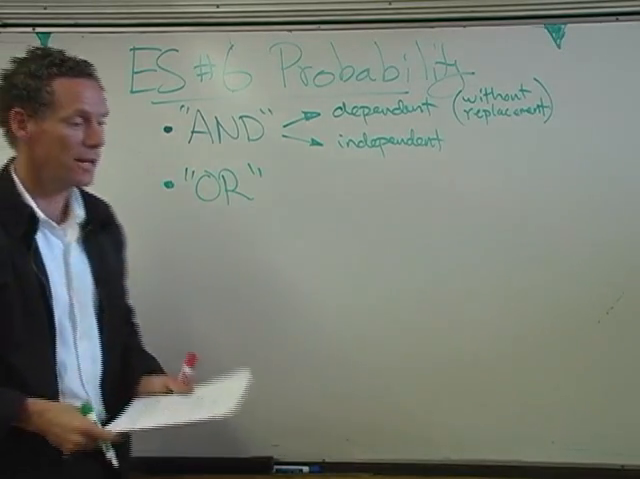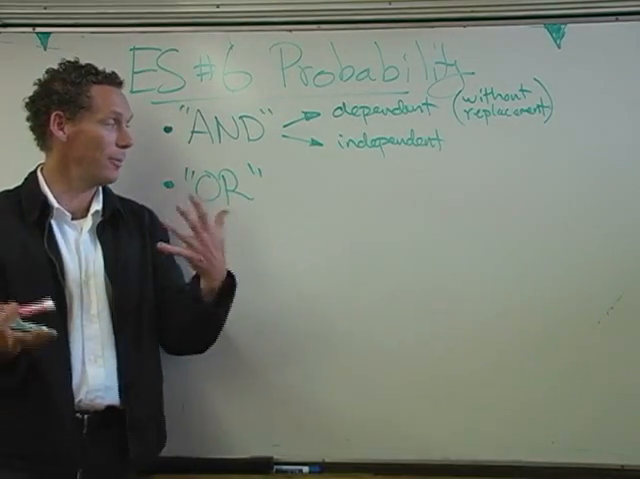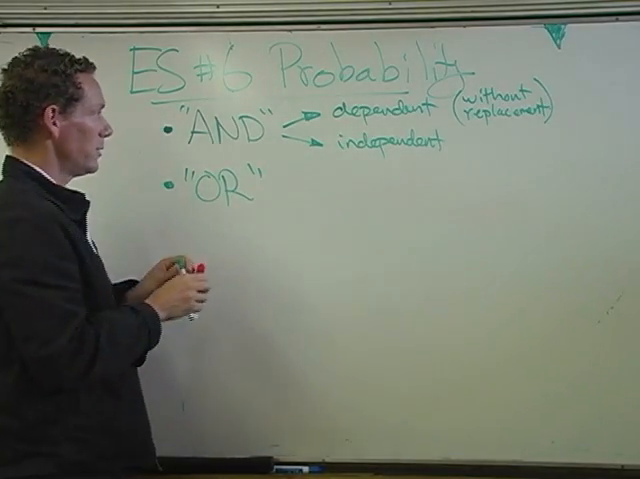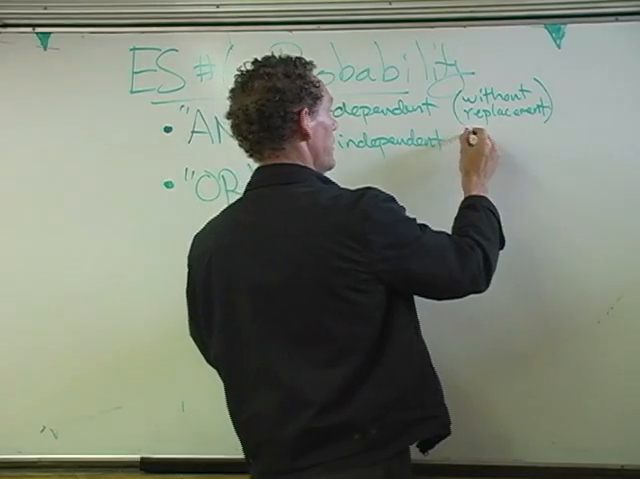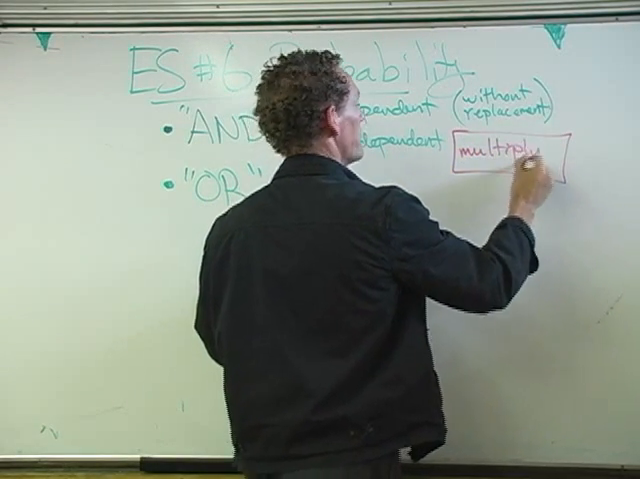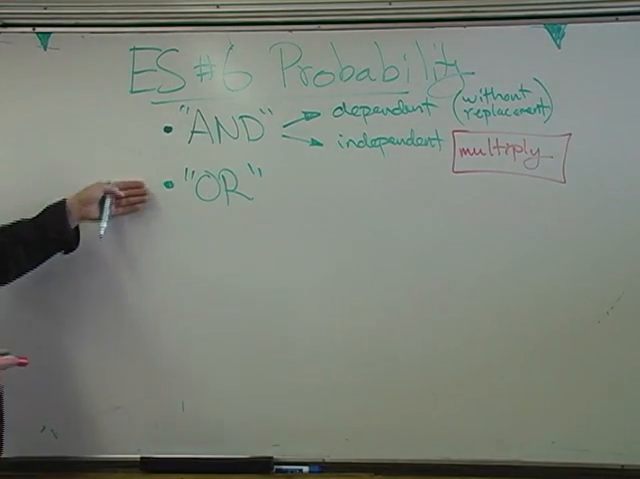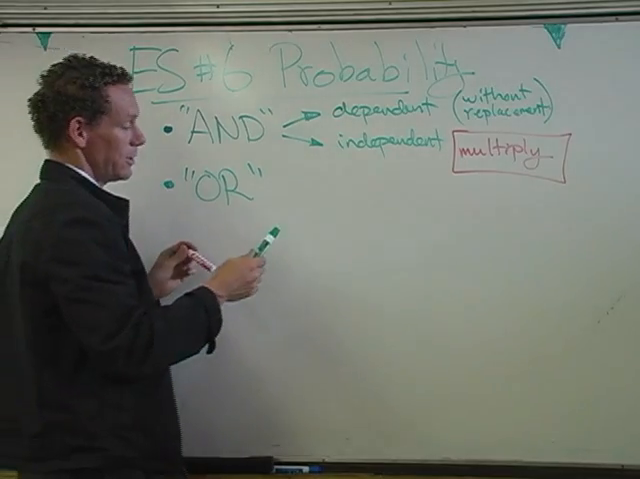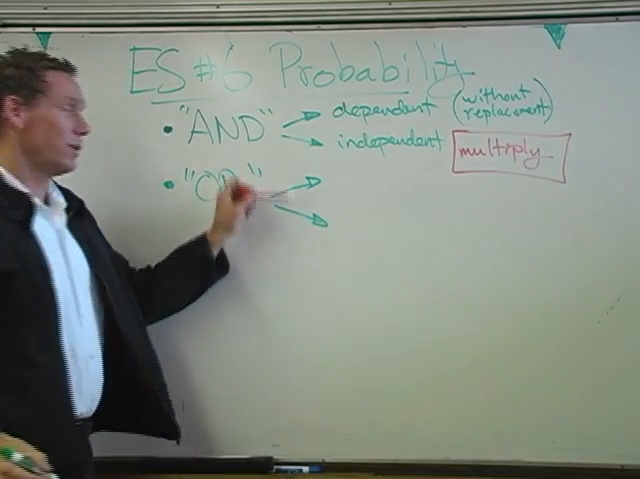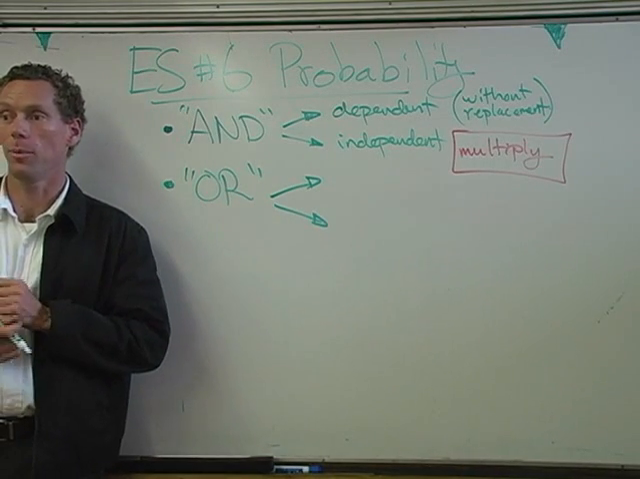For the OR type probability, this is usually just one thing happening where it can happen a number of different ways, and we're going to, I should write this in here, multiply for these. Multiply probabilities when you're dealing with an AND type situation, and for an OR type situation we are going to add the probabilities.